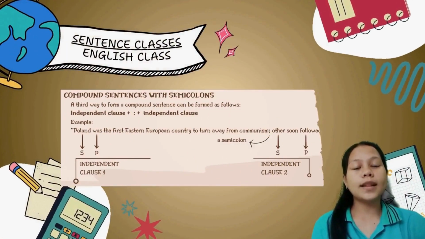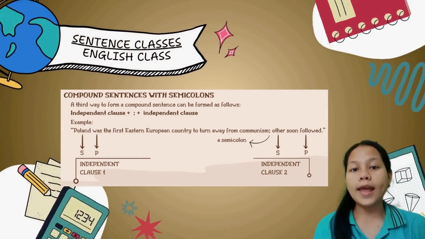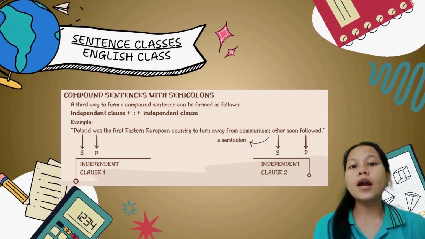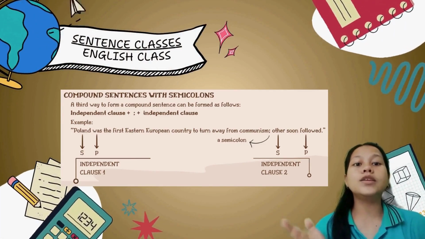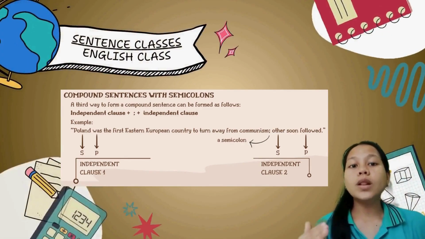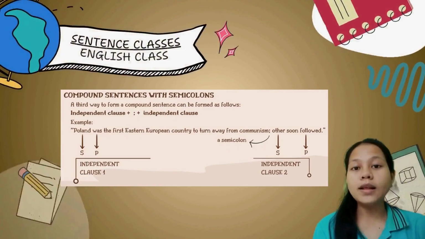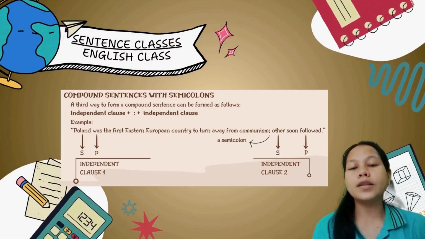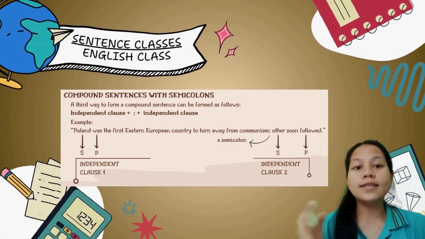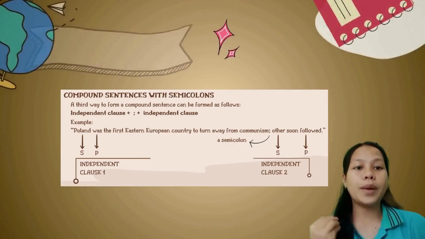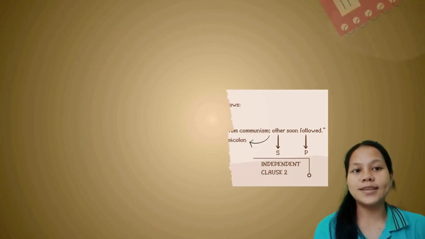The last one is the compound sentence with a semicolon. A compound sentence with a semicolon connects two independent clauses that are closely related but are not separated by a conjunction. The semicolon is used to indicate that the two clauses are connected, but each clause can stand alone. Look at the example: Poland was the first Eastern European country to turn away from communism; others soon followed. Poland turned away from communism is the first independent clause, and others soon followed is the second independent clause.